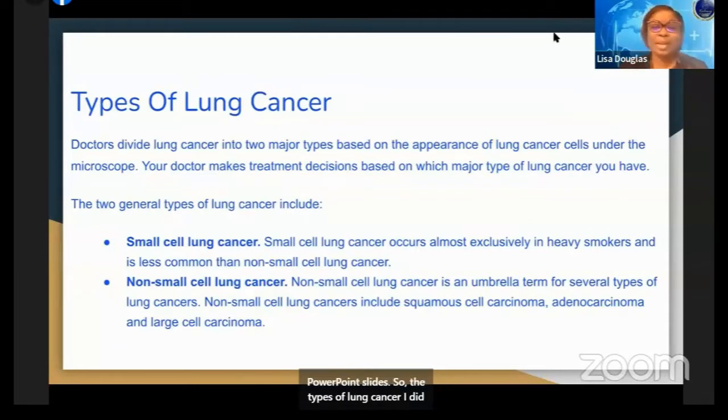So the types of lung cancer, I did touch on this. This was my last PowerPoint for last Sunday, but I'll reread it again. There are two general types of lung cancer. One is small cell lung cancer, which occurs almost exclusively in heavy smokers and is less common than non-small cell lung cancer. Non-small cell lung cancer is an umbrella term for several types of lung cancers. Non-small cell lung cancers include squamous cell carcinoma, adenocarcinoma, and large cell carcinoma.